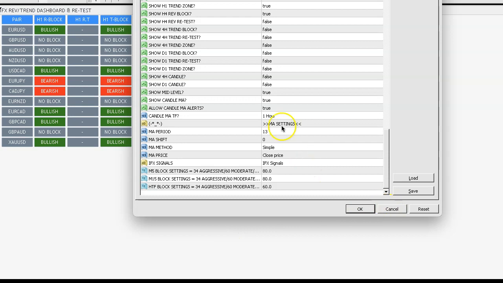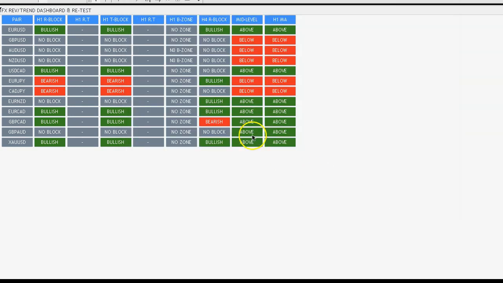Okay, so that's it. All you have to do is set all the settings and then click OK, and then you're going to get the alerts. All you have to do is just analyze each one of them. You don't have to analyze pound dollar because we have no stage 1 whatsoever. So only the ones that are lit up.